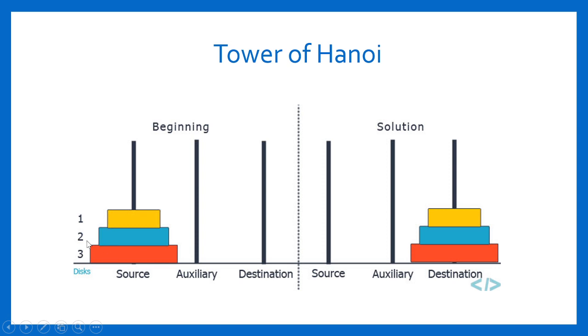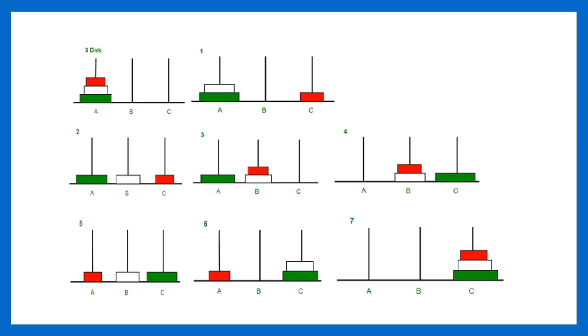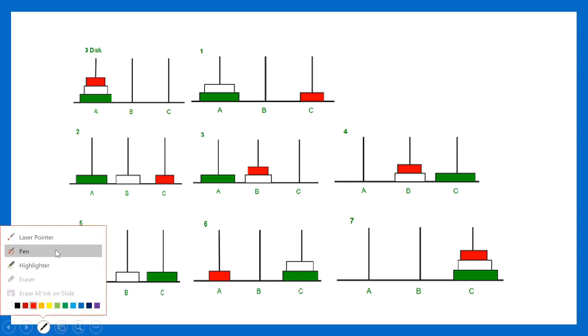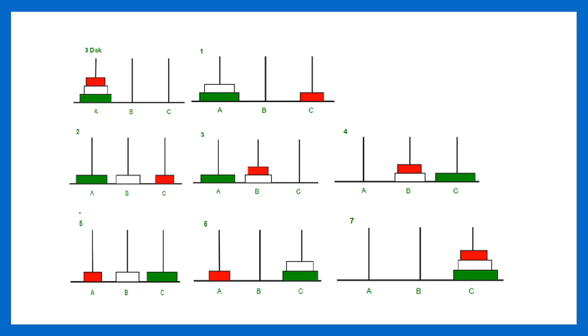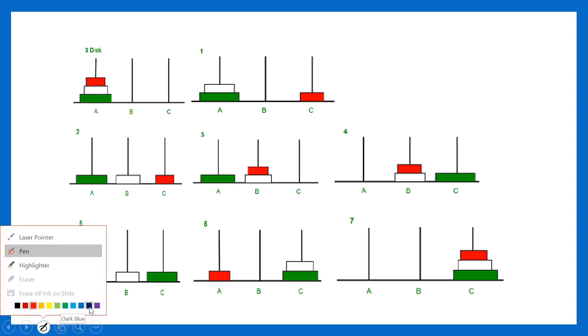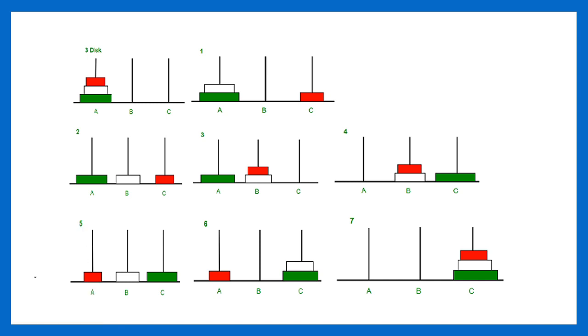So we have to take all these 3 disks to the destination rod. We can use this auxiliary rod. So I am considering these 3 disks only. Let me take a pen. I'll take a good color. Blue is my favorite color. So we have to carry these 3 disks from A to C, as you can see.